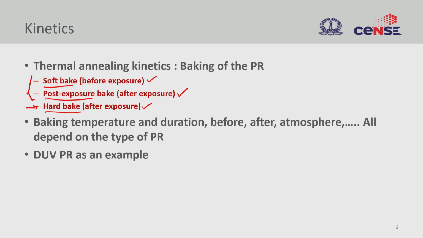So baking has a lot of important features. One is the temperature, the duration of bake, whether it is done before exposure or after exposure, and in what atmosphere it is done. When I say atmosphere, whether this is done in an inert atmosphere or in an atmosphere with water vapor. All of this is very important in order to understand what goes on, and we will take a typical example of deep UV and understand how these processes develop.